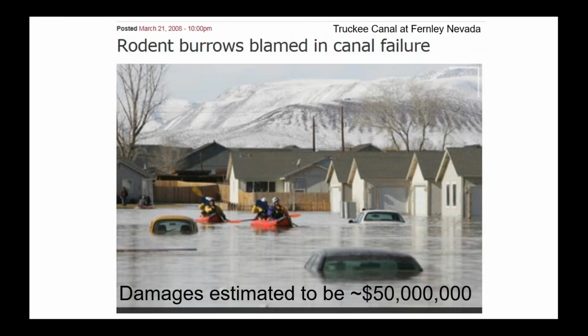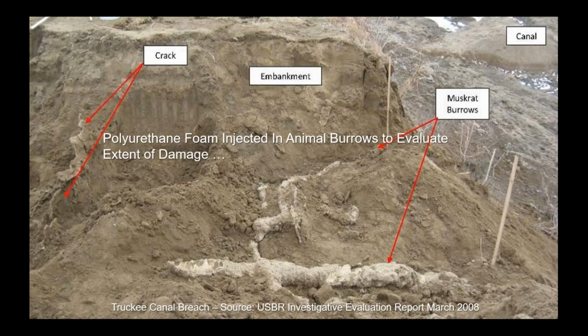Here's an example. Now, this is not a dam, but this was a canal or a levee system. And they traced the failure because of rodent burrows. So during the flood event, these burrows formed seepage paths, and it resulted in an estimated damage of over $50 million. So this could be a serious problem.